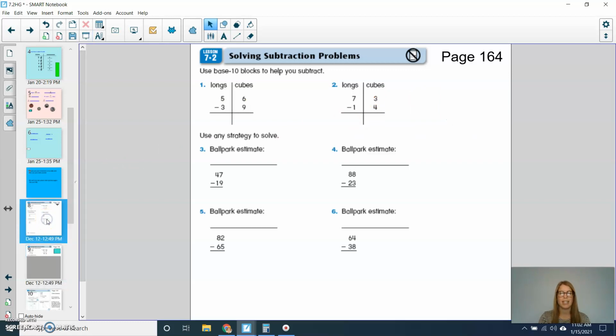Now let's talk about the second half of the page. The first thing you're going to do is write your ballpark estimate. When you're writing your ballpark estimate, I want you to round these numbers to the nearest 10. So think about 47. Would that be closer to 40 or closer to 50? And then think about 19. Is that closer to 10 or closer to 20? So write your ballpark estimate on the line and then solve to find the exact answer. Can you do that for all 4 of these problems? So problems 3, 4, 5, and 6. Press pause and then play when you're ready to check.